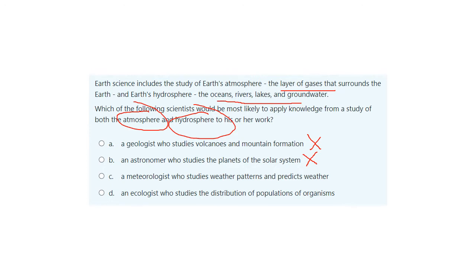A meteorologist who studies weather patterns and predicts the weather. Maybe. An ecologist who studies the distribution of populations of organisms. Maybe. Well, if we think about where populations of organisms live, some animals live in the water, so an ecologist would need to look at the hydrosphere.